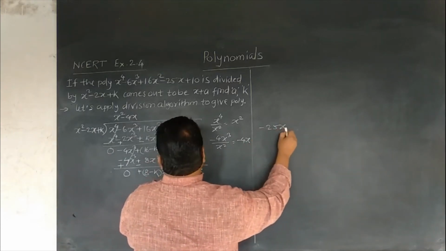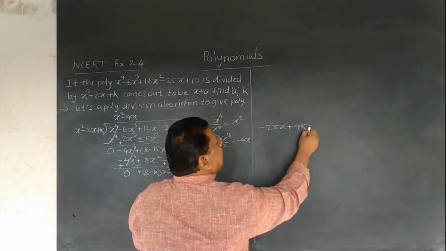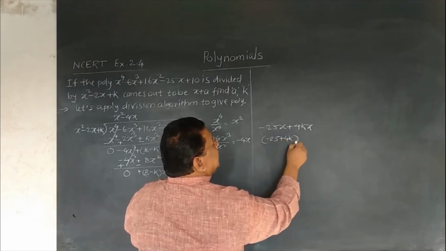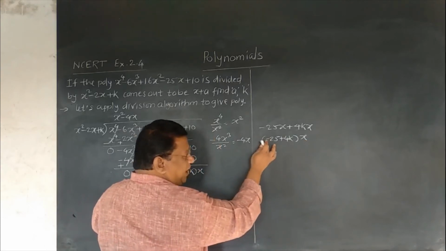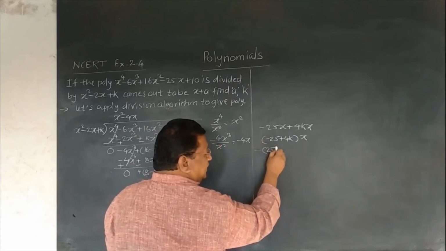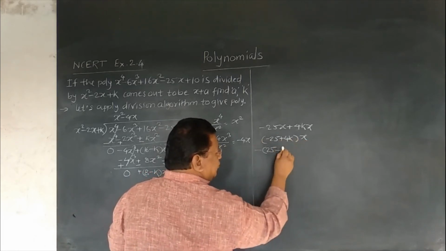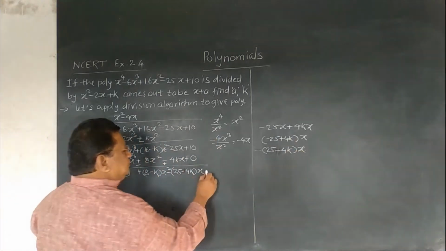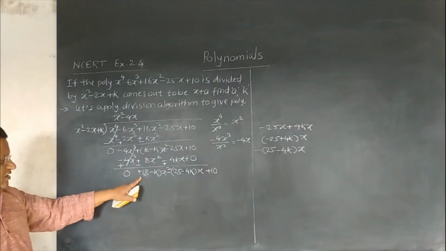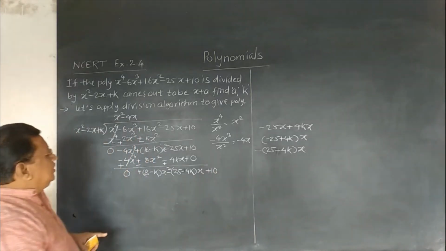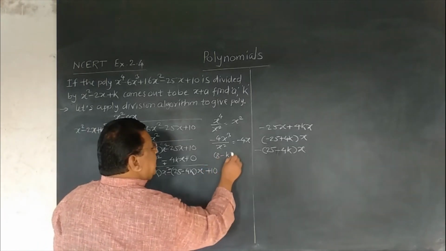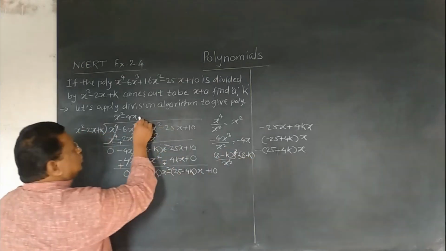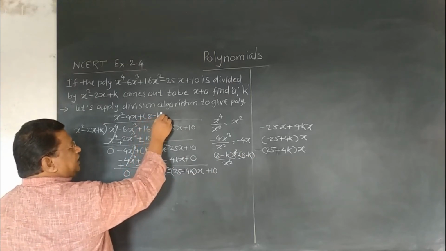Minus 25x plus 4kx. So taking minus as common, minus into bracket 25 minus 4k x. So this step x plus remainder 10. Now let's consider this term and this term. So what? 8 minus k x square upon x square. x square cancel. 8 minus k. So next term, 8 minus k.